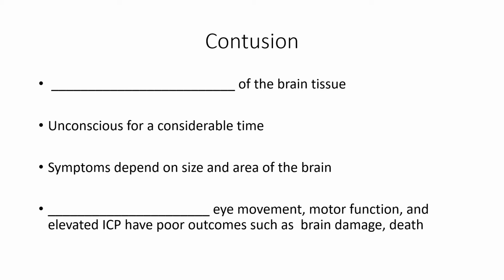Some things that they can do would be an X-ray, and this is going to rule out any kind of fracture. A CT and an MRI are going to check for any bleeding, shift in the brain tissue, and look for any edema. With this, you can also have amnesia, which is the inability to recall what happened.